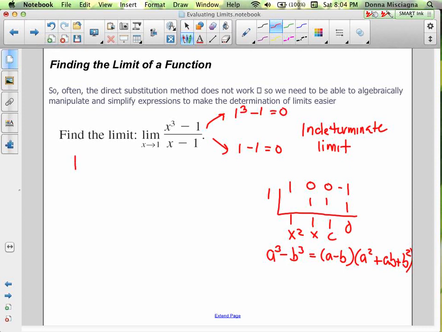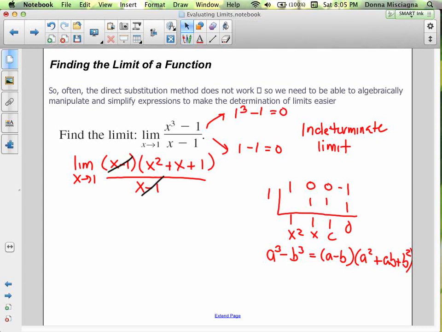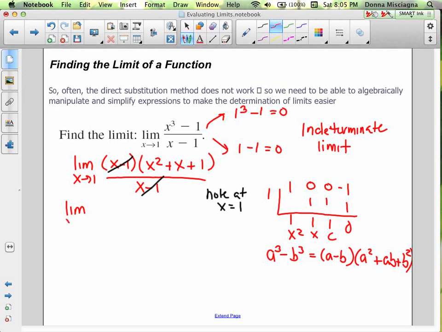All right, so let's rewrite this. So we have the limit as x approaches 1. Now we're going to have x minus 1 times x squared plus x plus 1, divided by x minus 1. Oh, there's our problem. It's that nasty little x minus 1. We'll cancel that out. We have a hole in our graph at 1. So there is a hole at x equals 1.